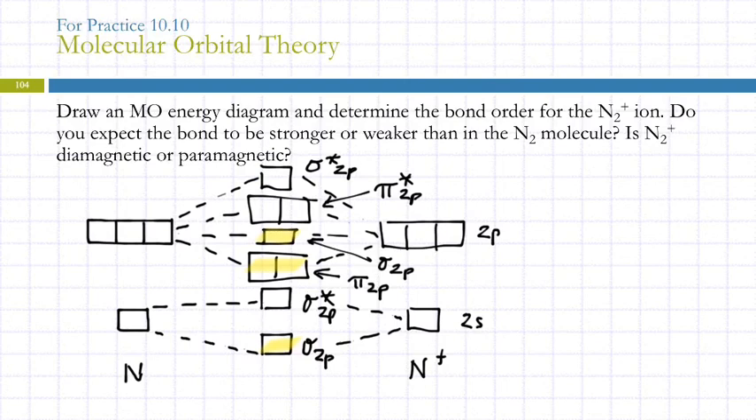Any questions so far? Why are the bonding sigma 2p and sigma star 2p labeled as S? Yes, those should be S. Thank you. Those are S. That's better. Did I screw anything else up?